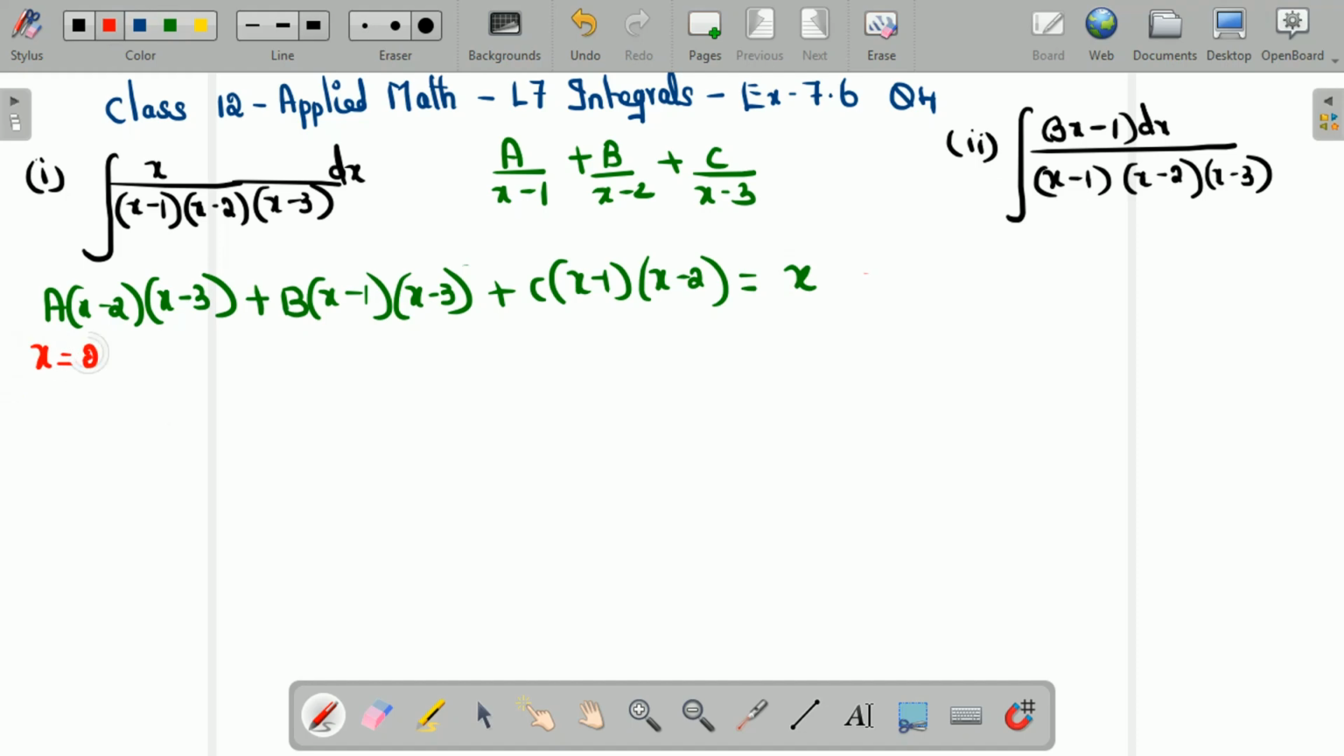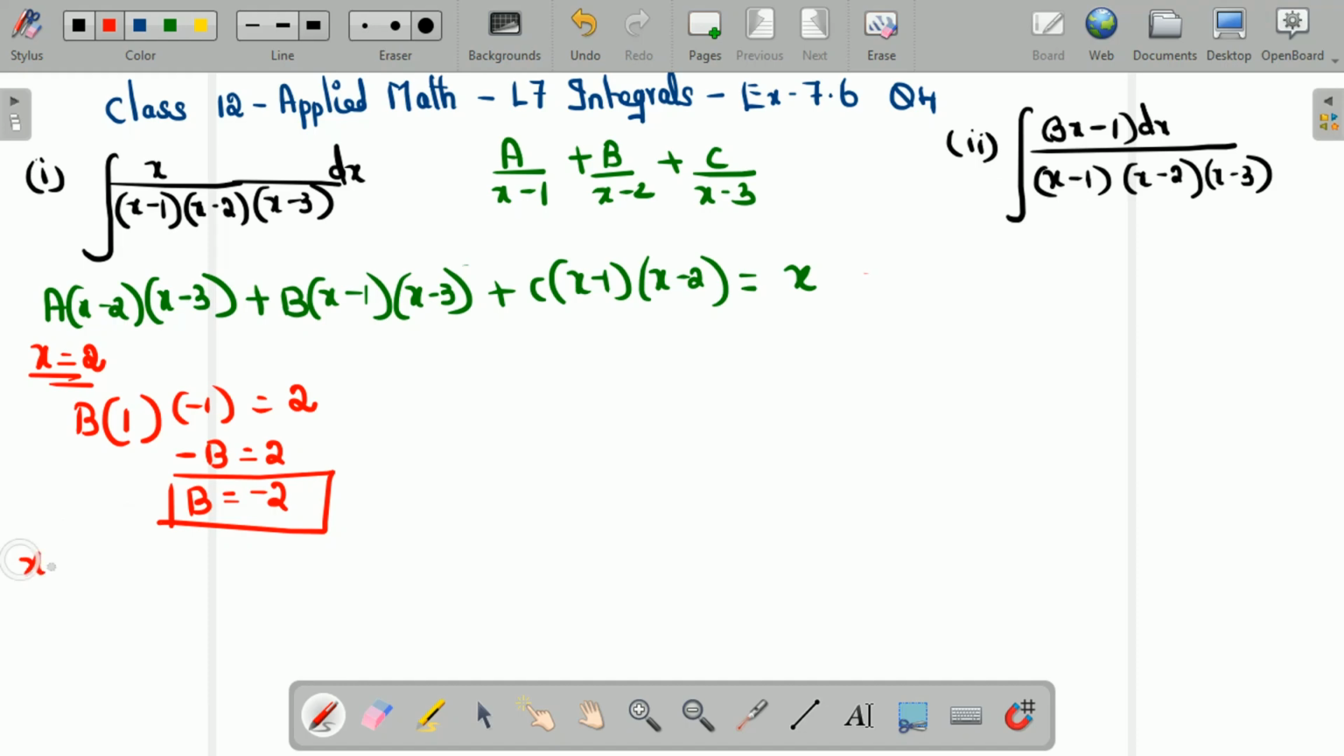If you put x is equal to 2, this term will become 0. So A vanishes and C vanishes. So this is B into 2 minus 1 is 1, into 2 minus 3 is minus 1, which is equal to 2. So minus B is equal to 2, which means B is equal to minus 2. So let's mark this out.